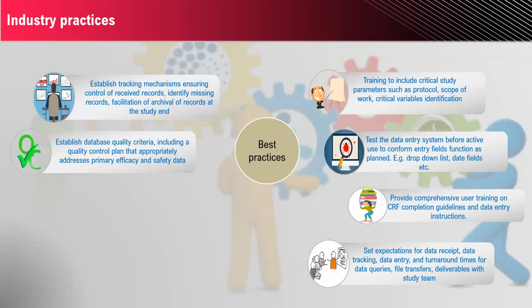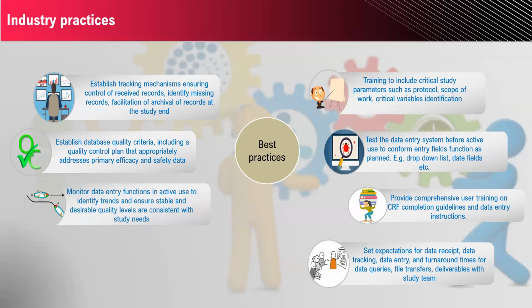Quality control and assurance plans should be in place to address collection and review of the primary and secondary safety data. During active data entry, metrics and trends will help ensure that stable and desired quality levels are consistently achieved within the study. A comprehensive change control process should be developed and maintained, which acts as guidance to the team in cases of data updates.